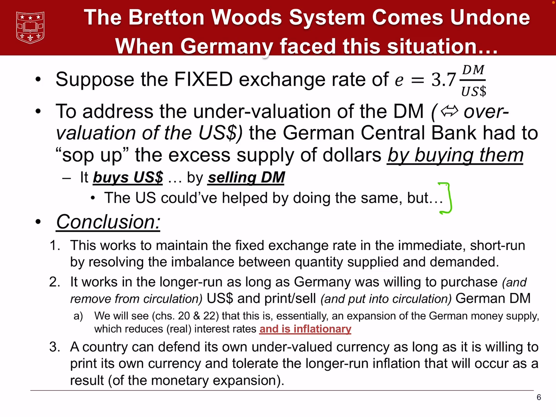So a country can defend its own currency if it's undervalued, as long as it's willing to continue to go into the foreign exchange market, buy the other country's currency, and effectively make its currency more abundant, and have higher inflation as a result in the domestic economy. And when that process ceases to be palatable from either an economic or a political point of view, then the exchange rate becomes undone. It breaks.